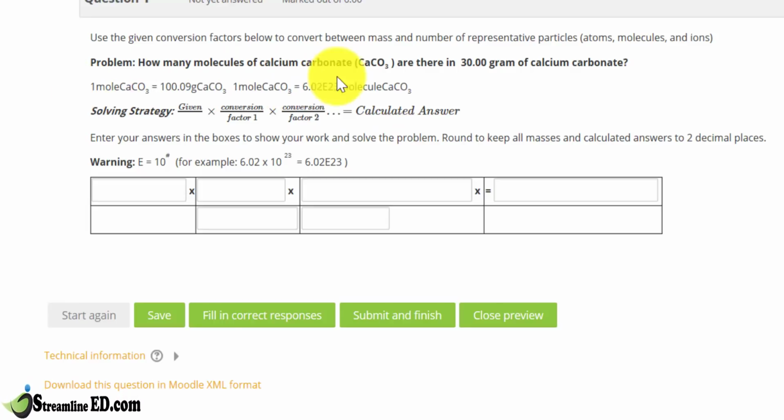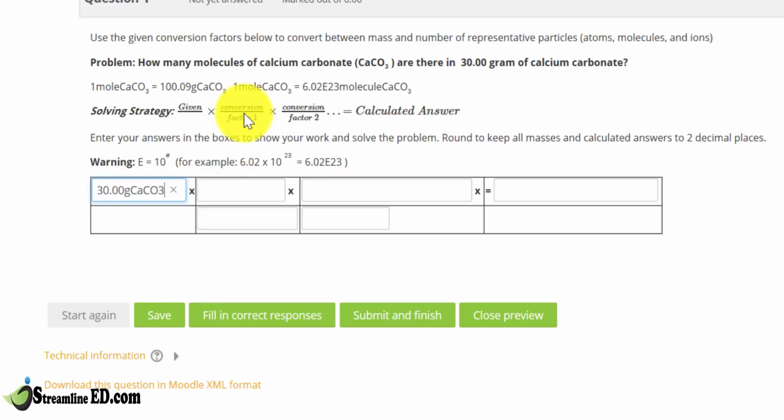So let's look at the solving strategy. Again, we take our given times conversion factors, one or more, until we get our unknown unit. In this case, it's molecules. So let's go back and type in our answer. We always start with a given. And what is the given to us? 30.00 grams, and we use g, of calcium carbonate, CaCO3. Isn't that easy? Now that's our given, times the first conversion factor.